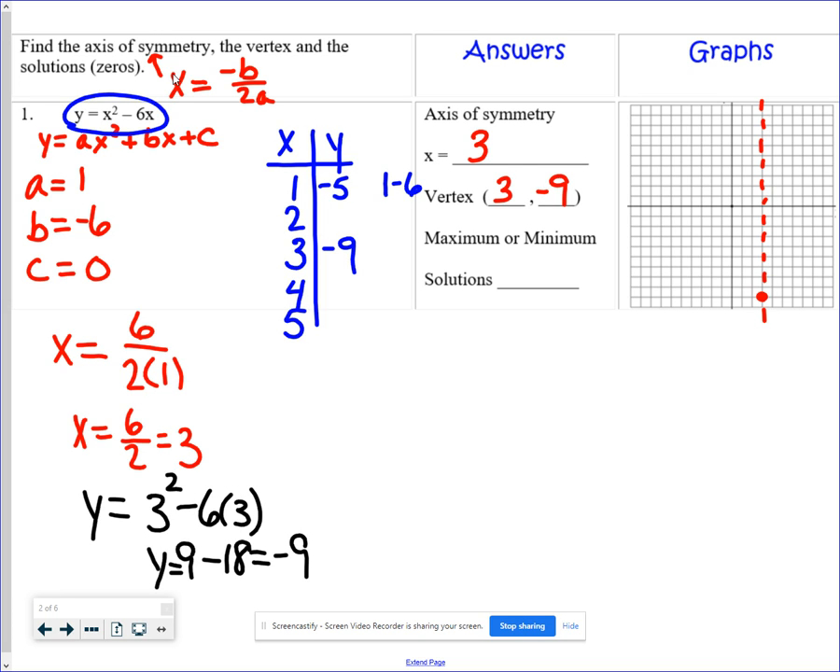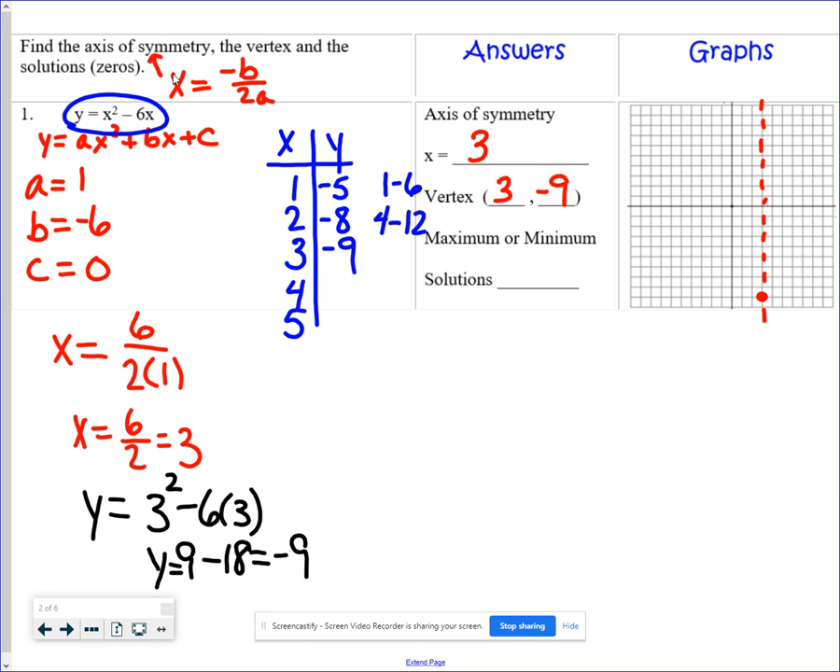When I put a 2 into that same equation, 2 squared is 4, and 6 times 2 is 12. 4 minus 12 is -8. So these numbers, -5 to -8 to -9, they're all decreasing. Then that 3, -9 should be my vertex. These numbers better come back up again at that point.